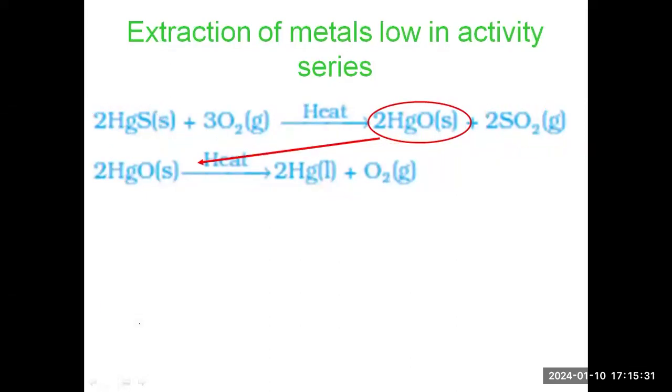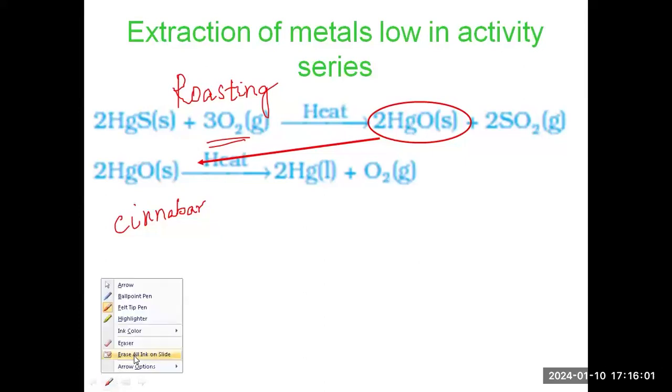So this process during which the ore is heated in the presence of oxygen is called roasting. So this mercuric sulfide is also called cinnabar. The common name of this ore is cinnabar. So you can have a question asking, name the mercury ore and how the metal is extracted out of it. So only roasting is enough.